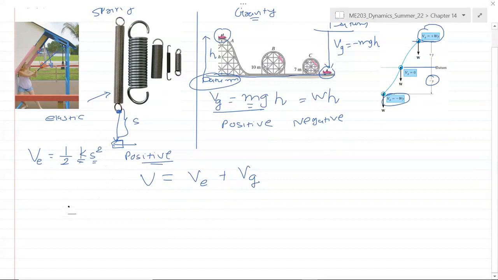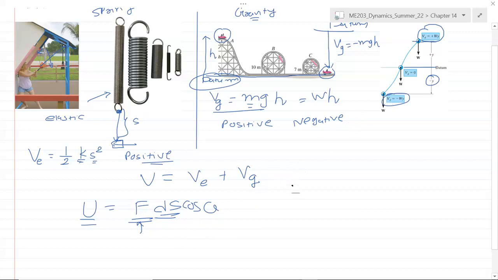Now, conservative force. When the work done by a force U, where we know that work done is equal to F ds cosine theta, is independent of the path taken by the force, or independent of how the particle displaces from position 1 to position 2, then that type of force is called a conservative force. For example, gravity is a conservative force.